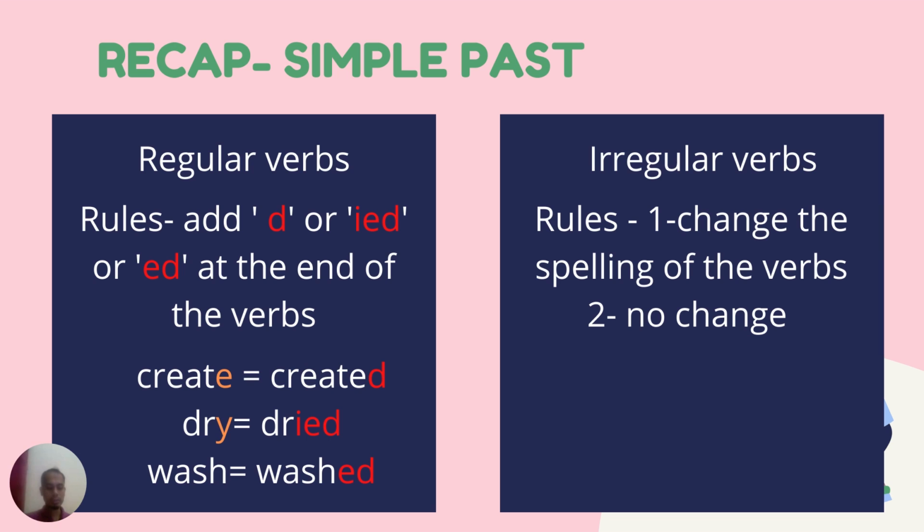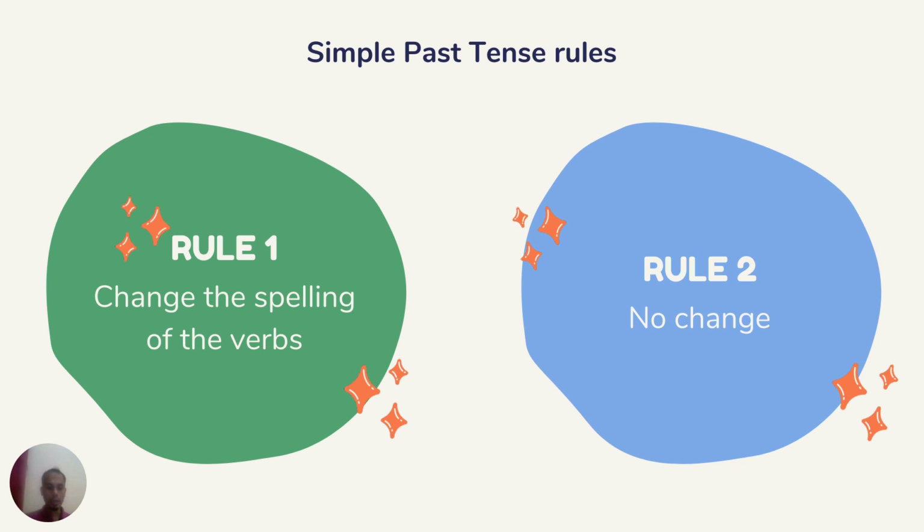The irregular verbs are quite tricky because you may find it difficult to change those types of verbs to past tense form compared with the regular verbs. That's why it is called irregular verbs. Kata kerja yang luar biasa, yang tak biasa. Like I said just now, there are two rules for simple past tense for irregular verbs. Rule number one is change the spelling of the verbs, and rule number two is no change in the spelling of the verbs.